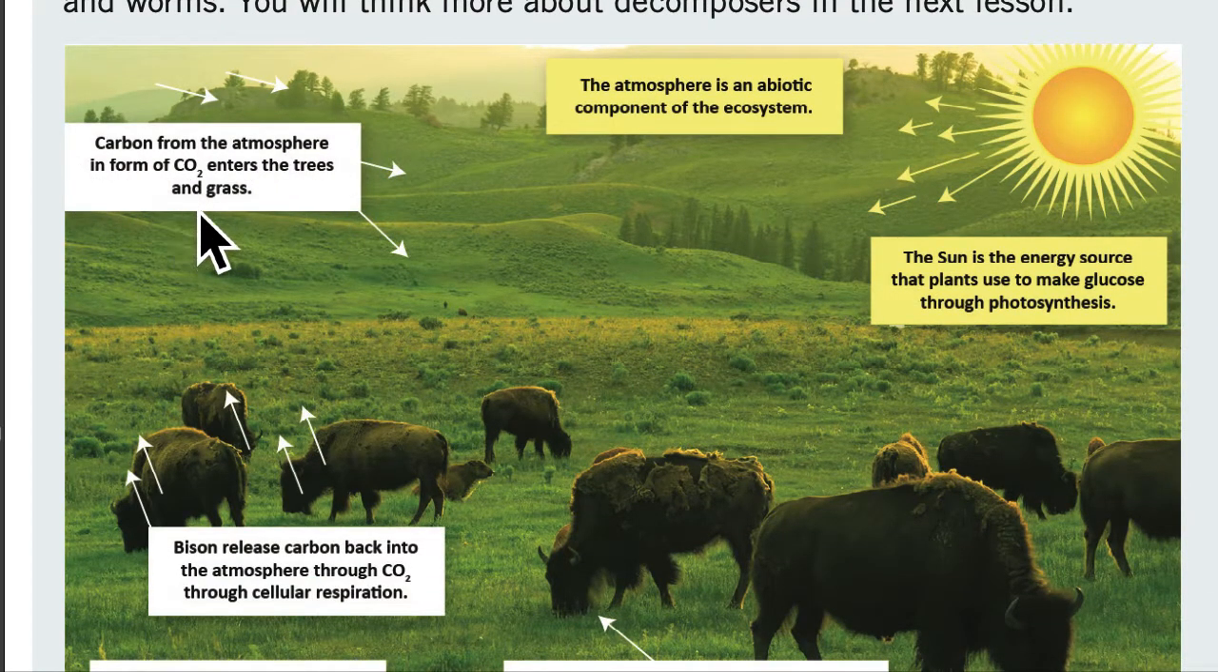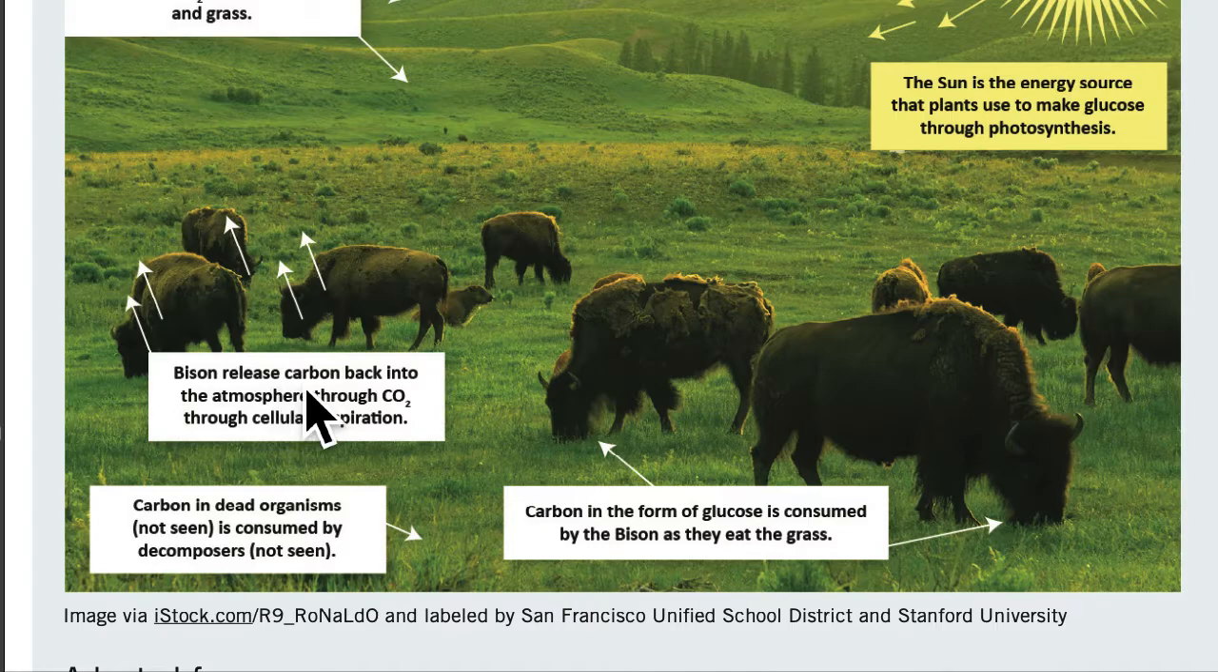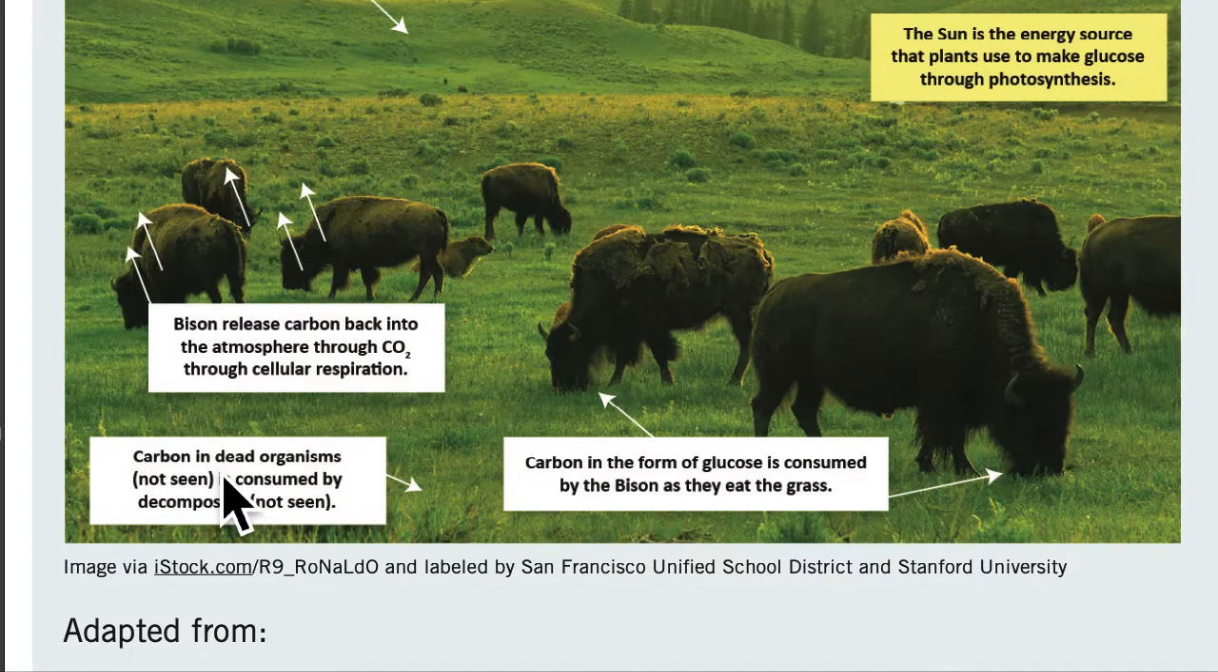Carbon from the atmosphere in the form of CO2 enters the trees and grass. The atmosphere is an abiotic component of the ecosystem. The sun is the energy source that plants use to make glucose through photosynthesis. Bison release carbon back into the atmosphere as CO2 through cellular respiration. Carbon in dead organisms, not seen, is consumed by decomposers, also not seen. Carbon in the form of glucose is consumed by bison as they eat the grass.